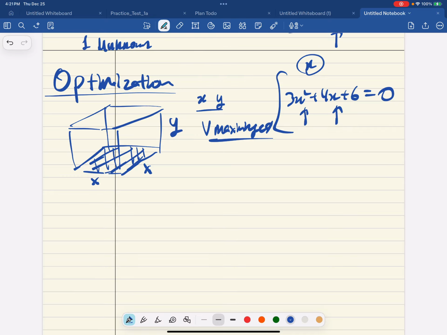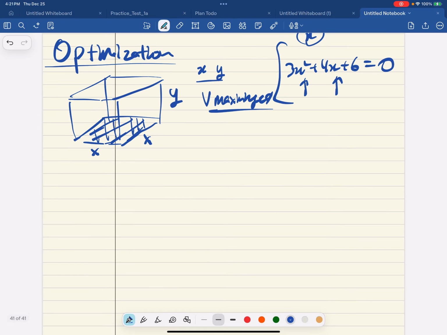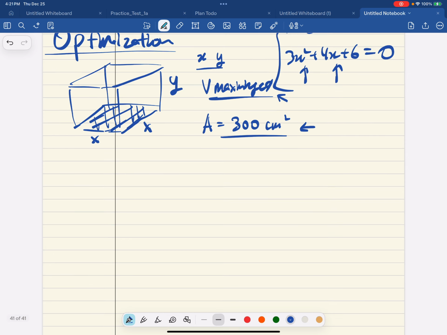Maximized means the volume is as big as it can possibly be for a square prism. And we are also told that the area has to always be 300 centimeters squared. So there's usually one condition, and one demand, or whatever they're asking for. There's also other data they usually give us, but here we don't need more, because we can see it by eye.